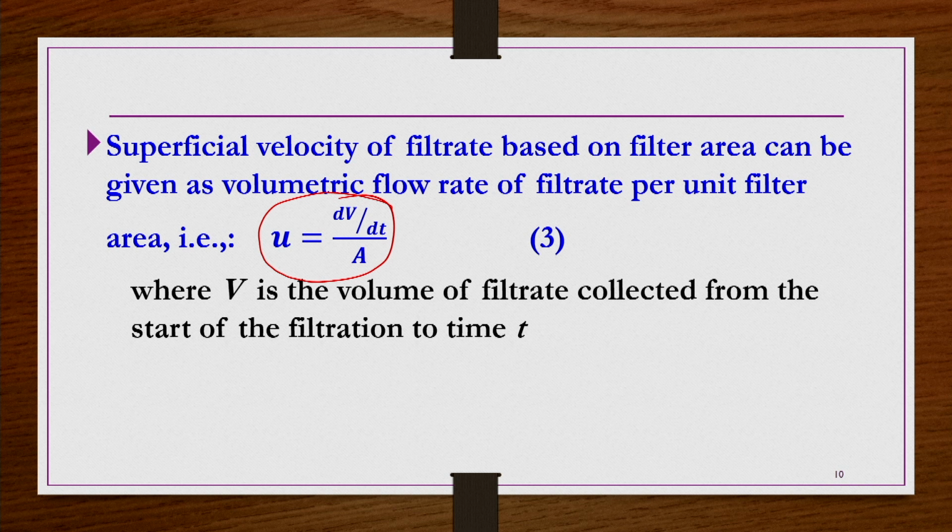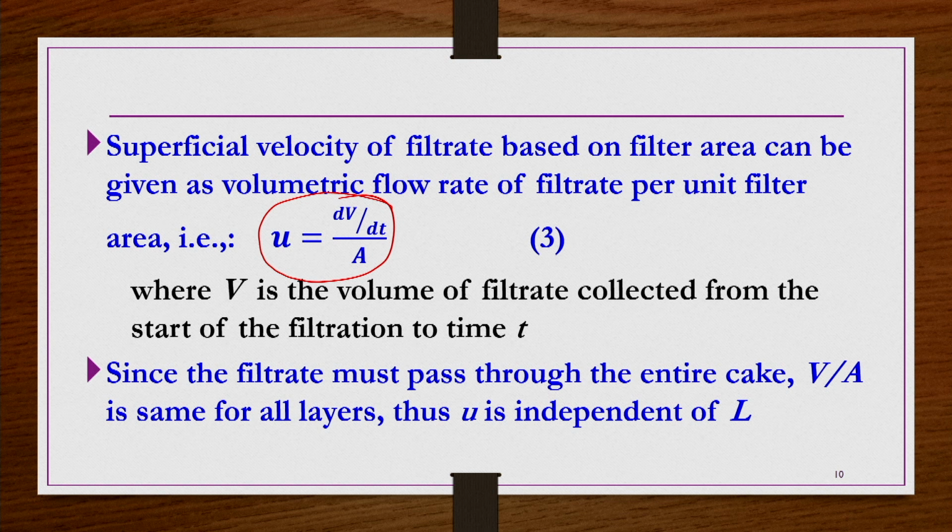Here in this equation V is the volume of filtrate collected from the start of filtration to time t. Since the filtrate must pass through the entire cake, V by A is the same for all layers, thus u is independent of L. This is a required analysis assumption: the filtrate must pass through the entire cake. We have taken only one layer of the cake for this analysis, so whatever V by A is there should be the same for all layers, so that the superficial velocity u can be taken as independent of L, that is, the cake thickness.